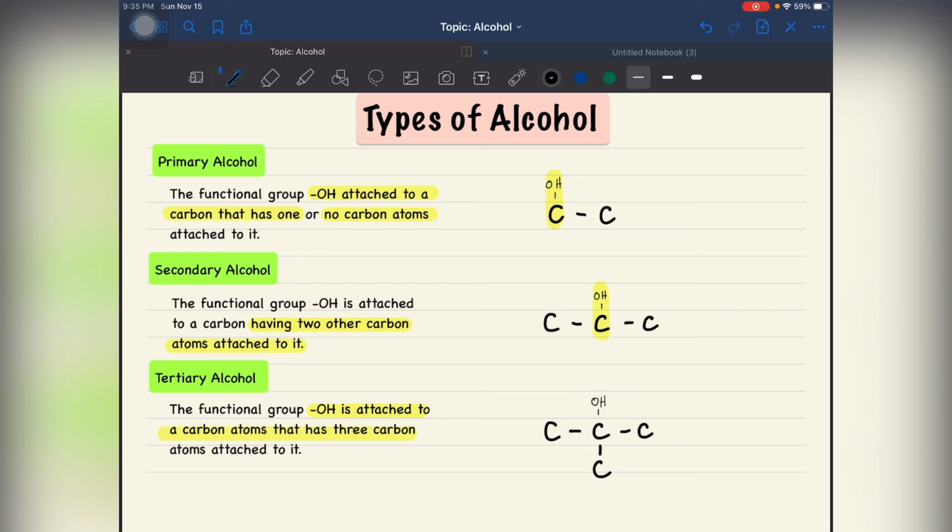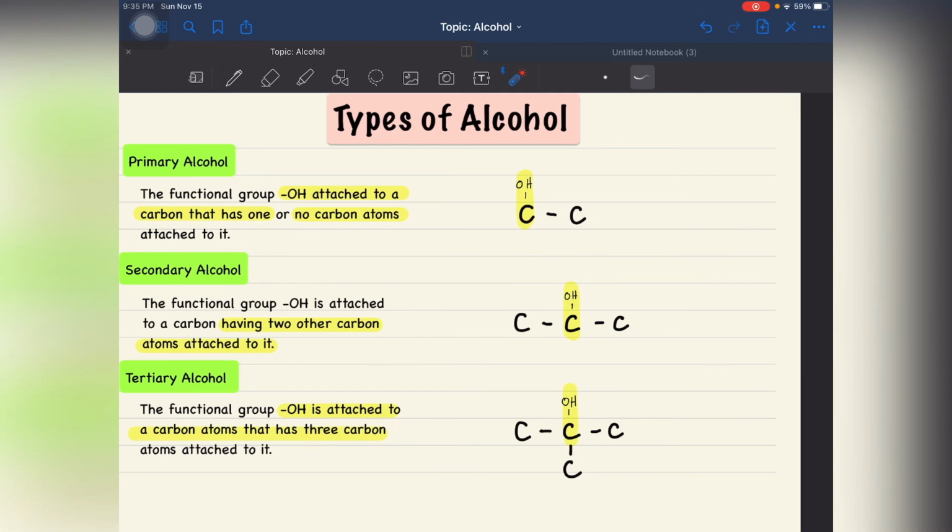Yung functional group natin dito, kung saan nakakonect yung OH, mayroong 3 carbon atoms na nakakonect sa kanya, which is ito, ito. So, ibig sabihin, kapag may 3 carbon atoms na nakakonect sa kanya, that is considered as tertiary alcohol. Okay, so that's all.